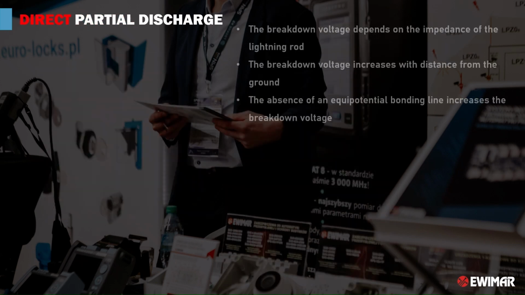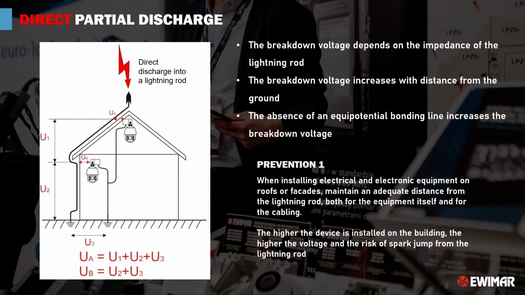The inherent impedance of the lightning protection system and the impedance of the grounding cause a potential to build up relative to the ground, which increases with the length of the cables. When the sum of the voltages is higher than the breakdown voltage of the installed device, a spark jump occurs and a partial lightning current flows through the installation.